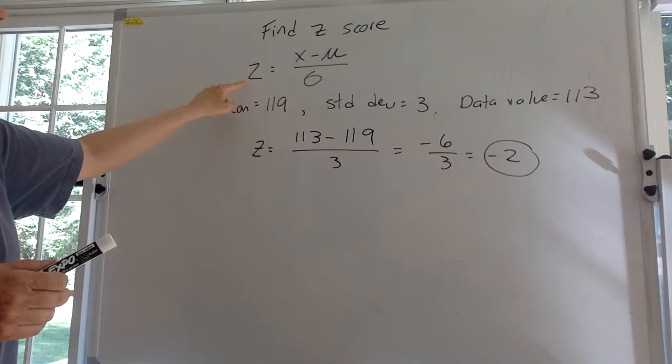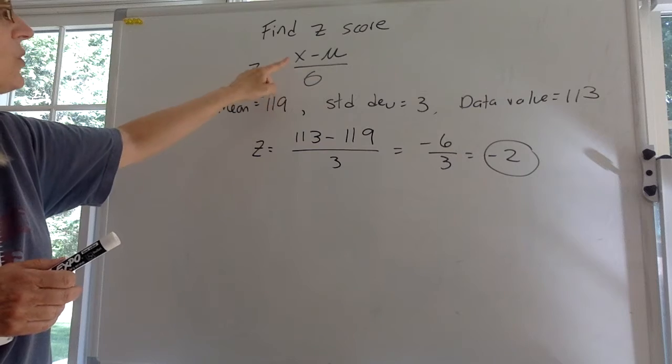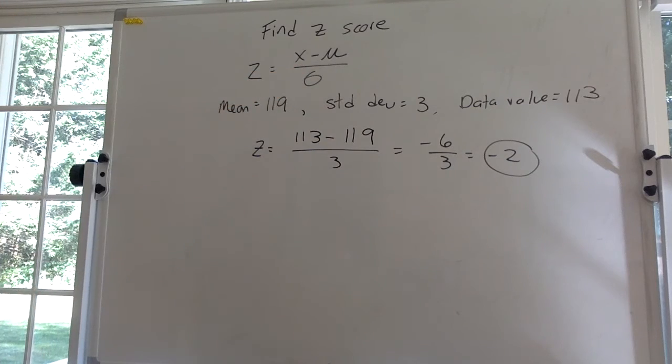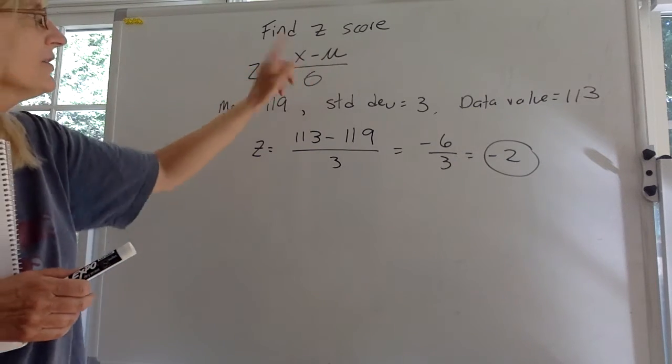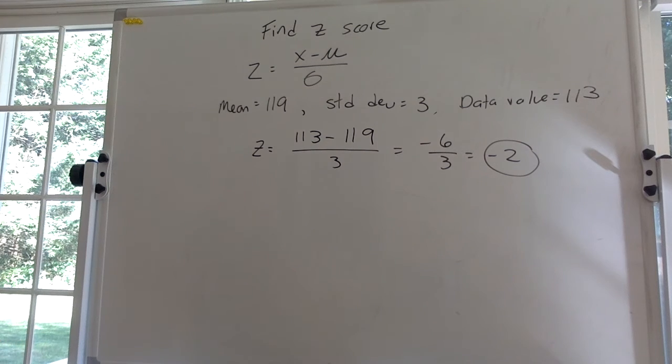Basically your z-score is how many standard deviations you are away from the mean. That's basically what you're calculating because you're finding the difference and dividing it by the standard deviation. So it's just a way of measuring how far off you are from the mean.